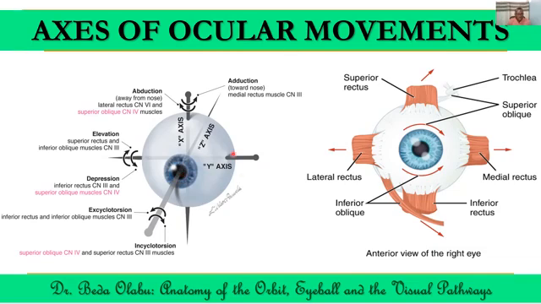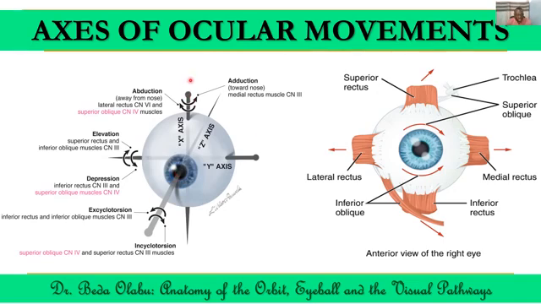So if you have a ball, and the eyeball is an example of a ball, and you have a transverse axis through that ball, it can move up and down. It can swing up and down around that axis. So the transverse axis allows for elevation and depression. Elevation is when the pupil faces up, and depression is when the pupil faces down. Perhaps I can demonstrate for you if you look at my eyes. So this is elevation, this is depression of the eyes.